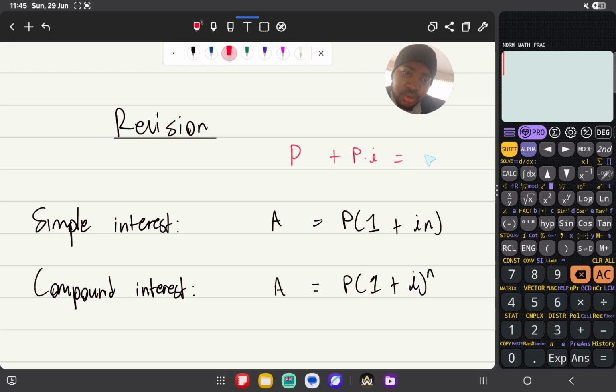And if you take out your common factor, you'll realize you have P(1 + i), right? And it's basically the same as what we have here with simple interest for n equals 1. But now I want us to focus here because we're talking about compound interest. On the compound interest formula, there is an n here, but in this case, if we invested the money for 1 year, we know this is going to be 1. Cool.